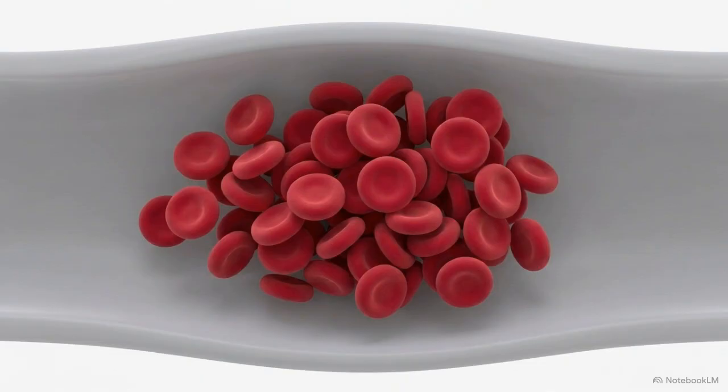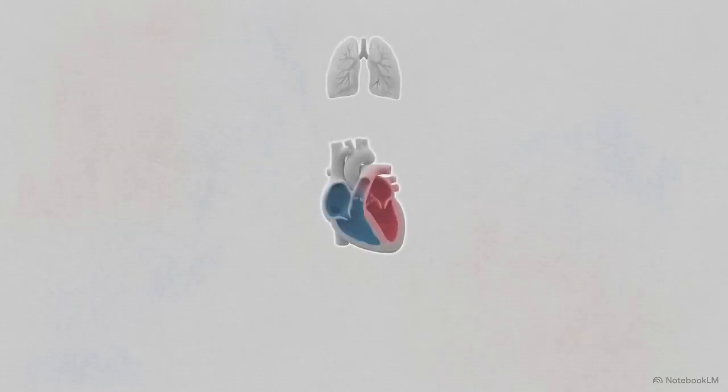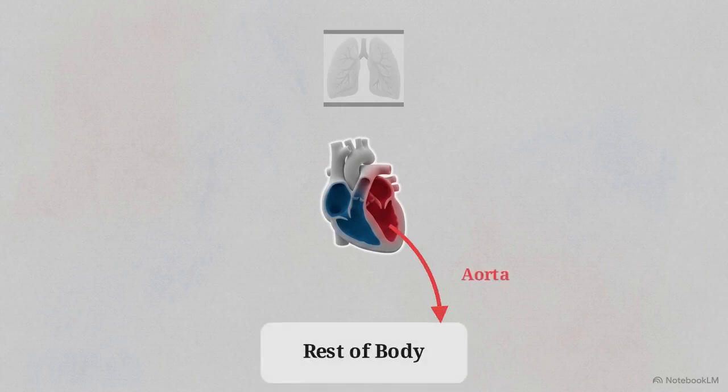This localized loop reloads the blood with oxygen, but at this stage, the flow lacks the momentum required to reach the rest of the body. The left pump initiates the second, much larger circuit. The left ventricle sends this oxygenated blood out through the aorta to reach the rest of the body.